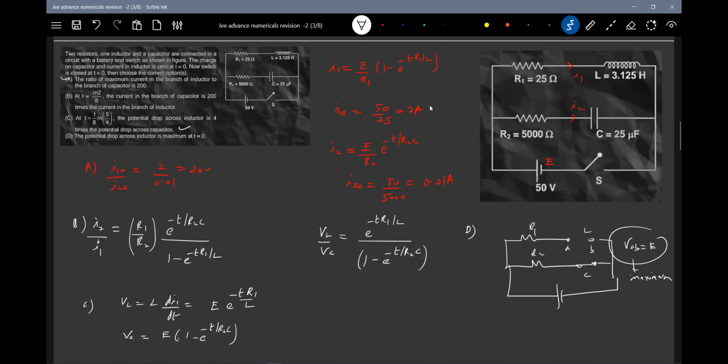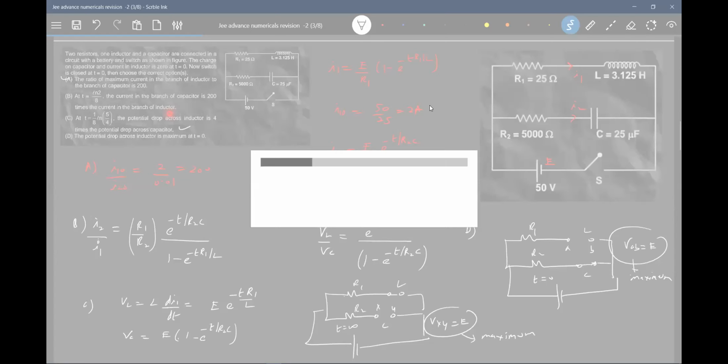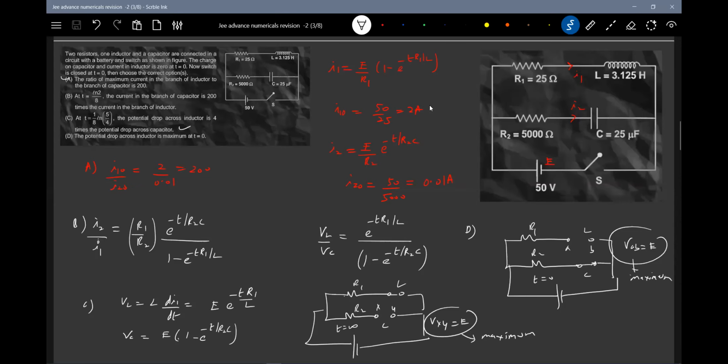Across the capacitor, when will it be maximum? This is at t equals 0. At t equal to infinity, the inductor will be an open circuit. So this is at t equal to infinity. So now this will be maximum. The simple idea, I think anybody knows this, you can manage very easily. Just apply the basic formulas that you know in proper order.